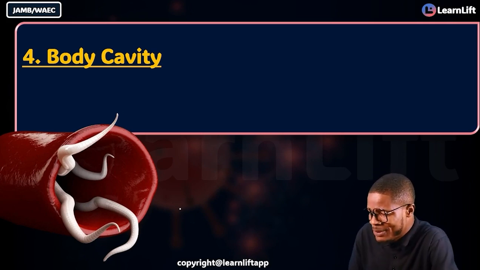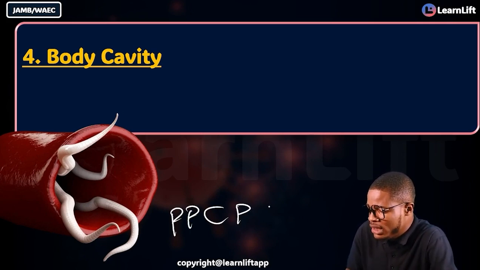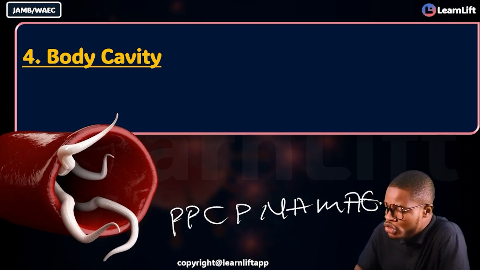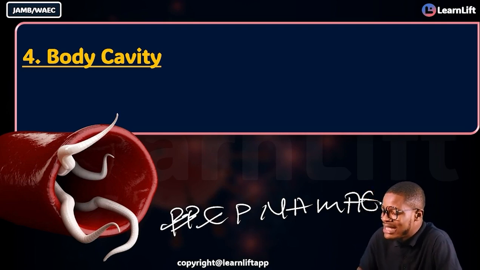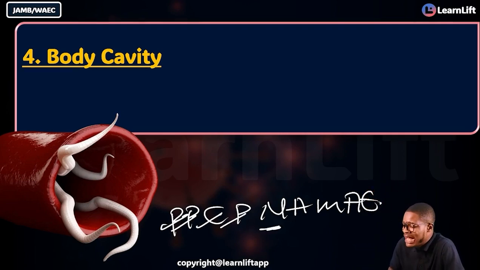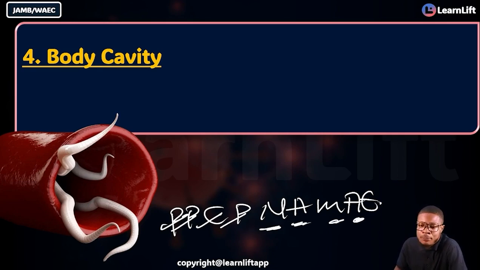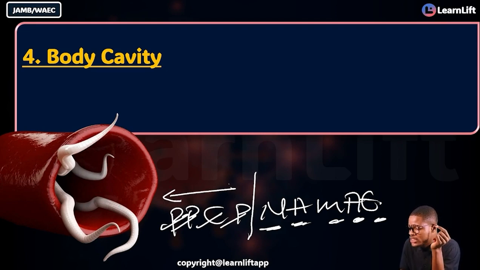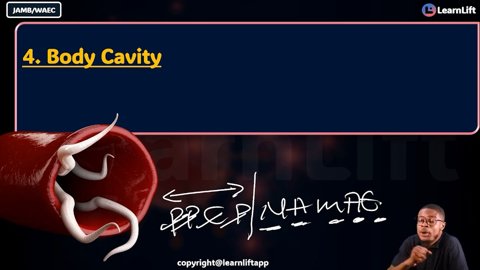In your phyla, I will keep saying this until it sinks into you: Protozoa, Porifera, Coelenterata, Platyhelminthes, Nematoda, Annelida, Mollusca, Arthropoda, and what? Echinodermata. In terms of body cavity, look at the first 4: Protozoa, Porifera, Coelenterata, Platyhelminthes. What is their body cavity? Acoelomate. They are acoelomates because they have no body cavity.